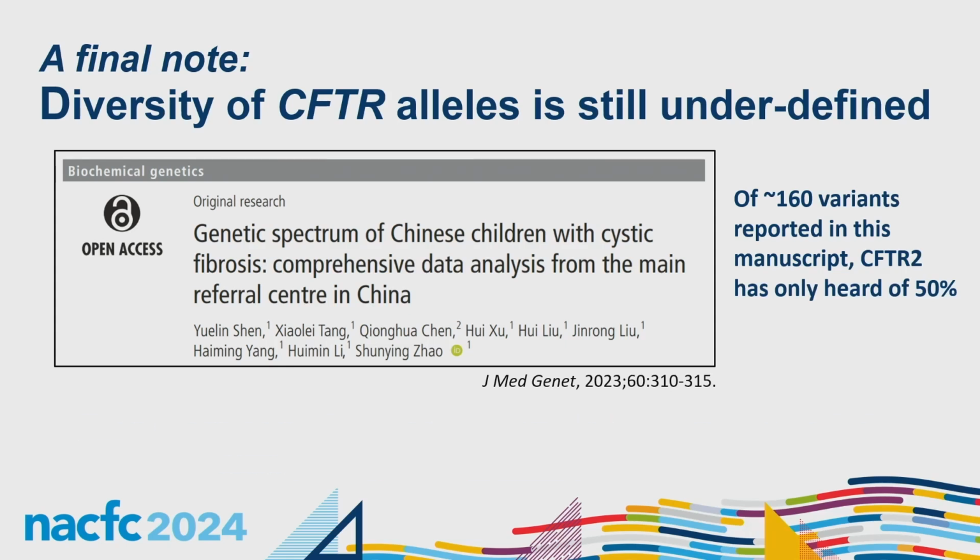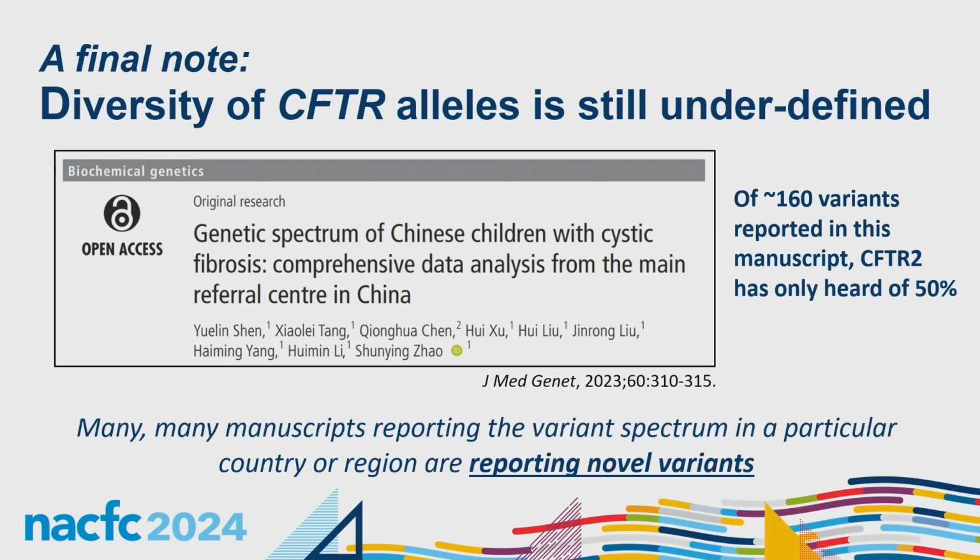So there's a good chunk of populations around the world that we still don't actually have a great handle on the genetic diversity. And there are many, many manuscripts that are coming out where they're still reporting variants that have never been reported before. Now, these are not necessarily novel, they're just existing in populations where we haven't seen those reports yet, but they're coming.